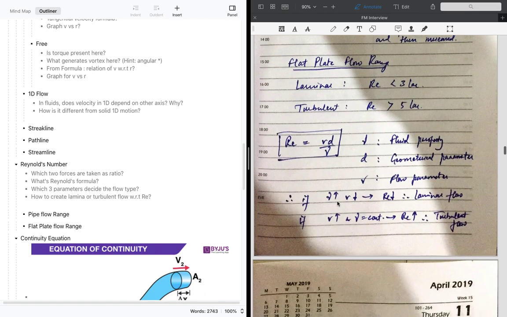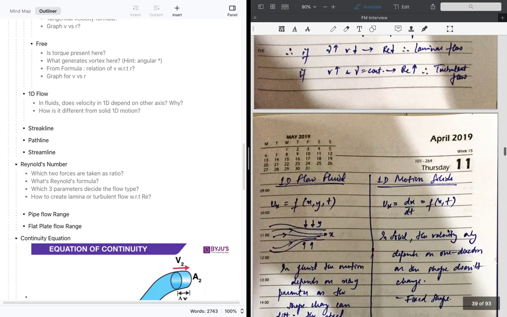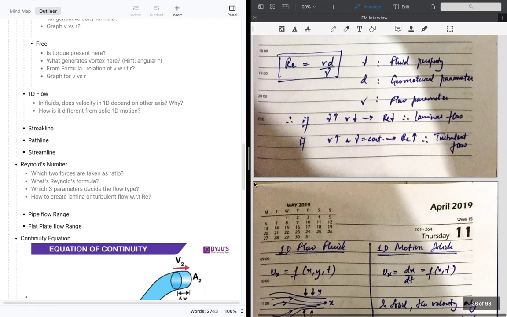So if the kinematic viscosity increases or the velocity decreases, then the Reynolds number will decrease. It means it is a laminar flow. If the velocity increases and the viscosity is constant, then the Reynolds number will increase, and in such a case it is called turbulent flow. Okay, so these are the three parameters which decide whether it becomes laminar flow or turbulent flow.